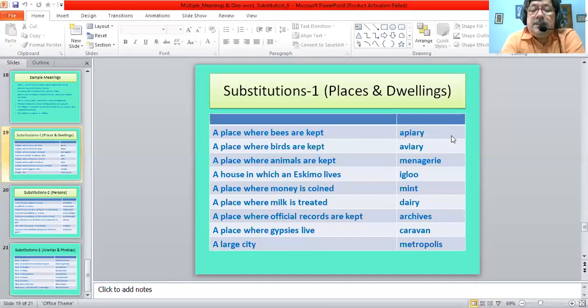A place where gypsies live, it's a caravan. It's a mobile van which the gypsies can travel around. It's a moving house, a house on wheels. A large city is a metropolis. So these are all names of places and dwellings which deal with one-word substitutions.